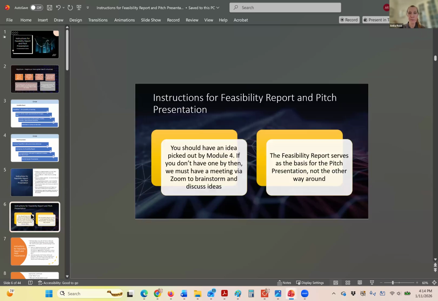All right, so now let's move on. So some more instruction here. We're going to go into the idea of the feasibility. And so you will have that. We'll be working on that throughout the semester, in the beginning part of the semester, first few modules, including module 4. And then we will use the final report as the basis for our pitch presentation.